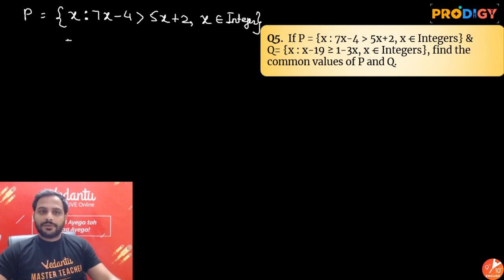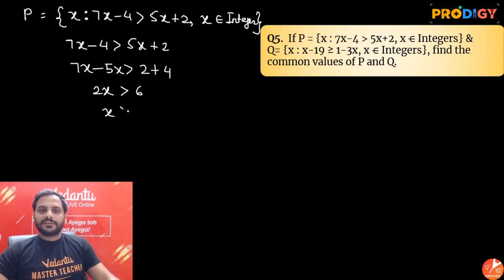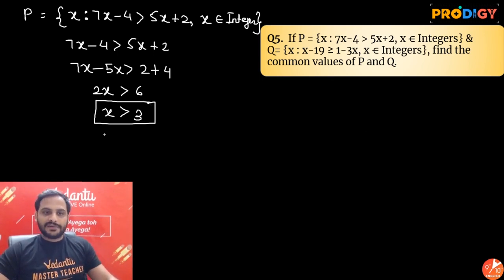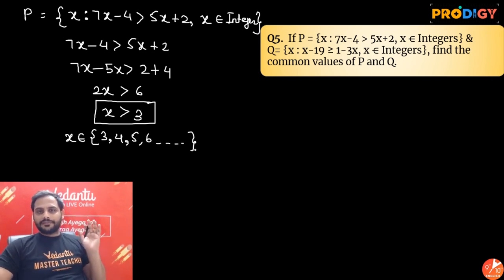So if I solve this inequation, 7x minus 4 is greater than 5x plus 2. Shift 5x over there, minus 4 over here, so 7x minus 5x is greater than 2 plus 4. So 2x is greater than 6, x is greater than 6 by 2, which is equal to 3. X is greater than 3, and it is clearly told x belongs to integers, beta. So the values of x will be 4, 5, 6, and this way all the integer values.